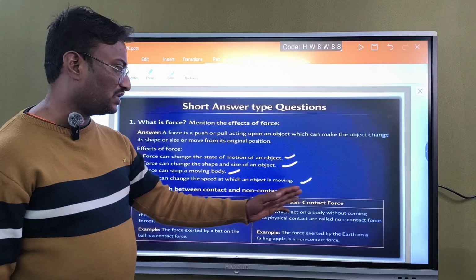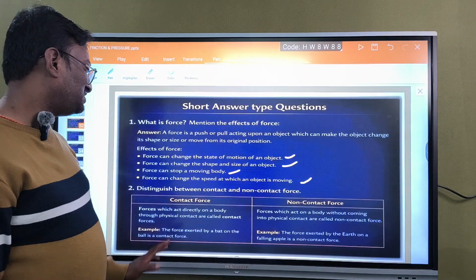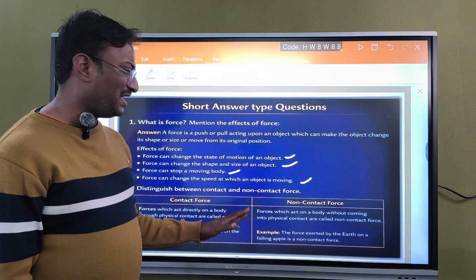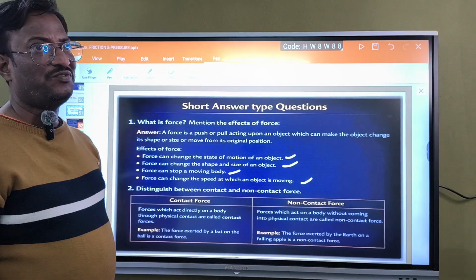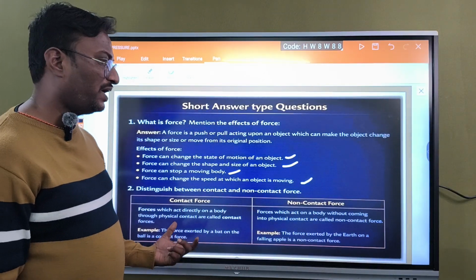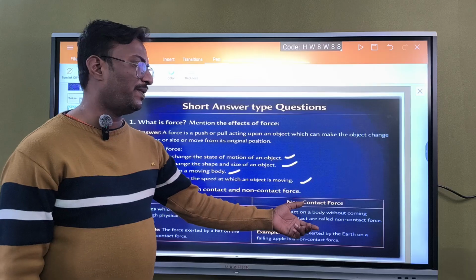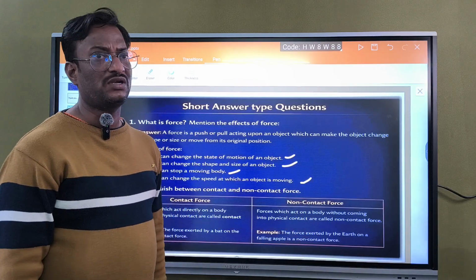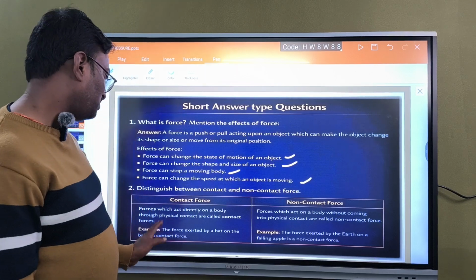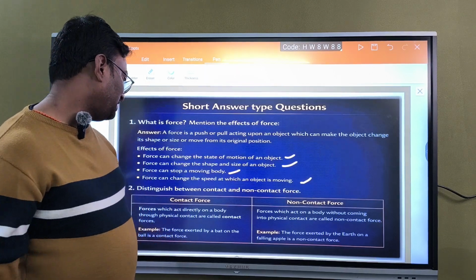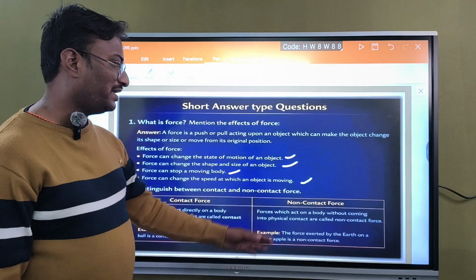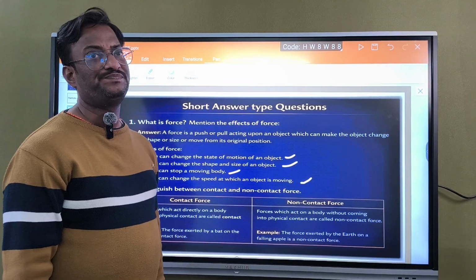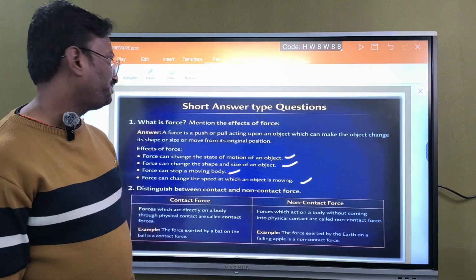Distinguish between contact force and non-contact force. Contact force is the force which acts directly on the body and has physical contact with the body. Non-contact force is where there is no contact with the body; without coming into contact, there will be a force. An example for contact force is frictional force, and an example for non-contact force is gravitational force.